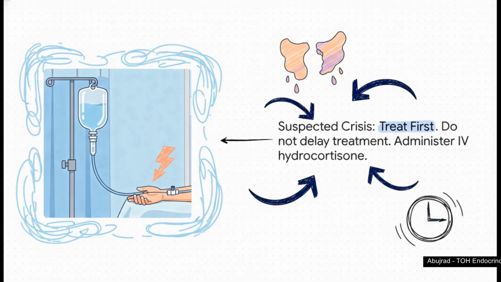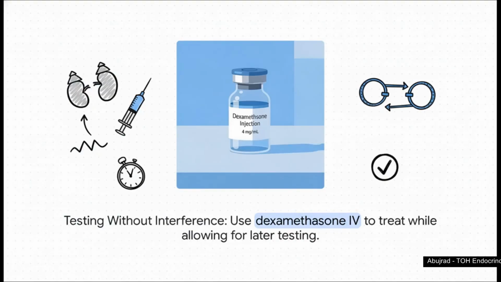Period. No hesitation. But what if you're in that tough spot where you need to treat urgently, but you still really want to get a definitive diagnosis? Well, here is a fantastic clinical pearl. Use dexamethasone. It's a potent glucocorticoid, but it won't cross-react with the cortisol assay. This lets you treat the patient immediately while still being able to run an accurate ACTH stimulation test later on. It's the best of both worlds.